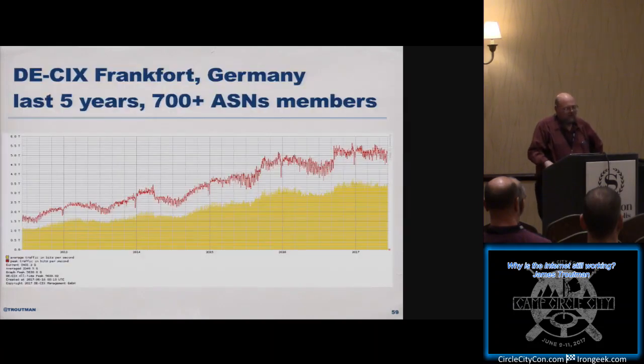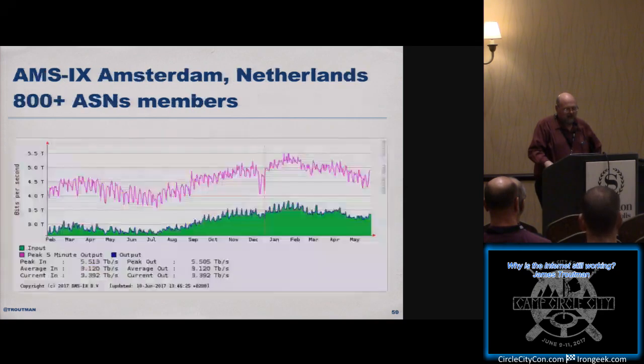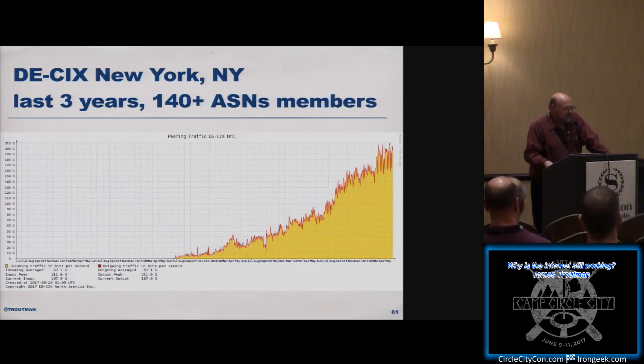Here's some graphs of DE-CIX Frankfurt, the German Internet Exchange. There's 700 ASNs there. They are routinely over 5 terabits every night. AMS-IX, Amsterdam, 800 members. Again, they're over 5 terabits every night. DE-CIX actually started a bunch of other internet exchanges around the world after their success in Germany. They started one here in New York just about 3 years ago. Again, graph, 45-degree angle up and to the right. It's an internet graph. I love it.